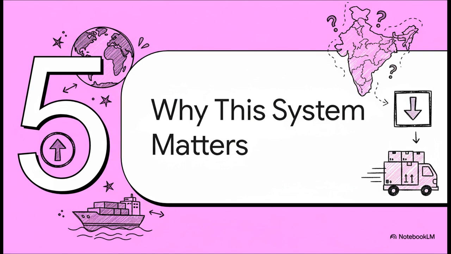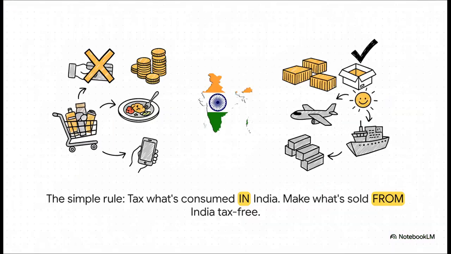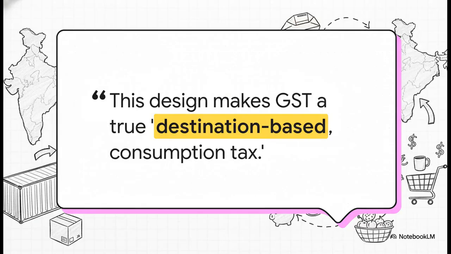Okay, so let's zoom out for a second. We've got these two totally different approaches, right? One for stuff coming in, one for stuff going out. Why is it set up this way? Why does any of this even matter? It all comes down to one really elegant and powerful rule. Tax what gets consumed inside India, but make sure that anything sold from India is completely free of any domestic tax. And that's it. That is the core idea that makes GST what economists call a true destination-based consumption tax. The tax gets collected where the goods are ultimately used, not where they were made. That's the whole philosophy in a nutshell.